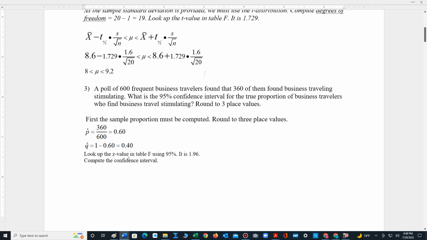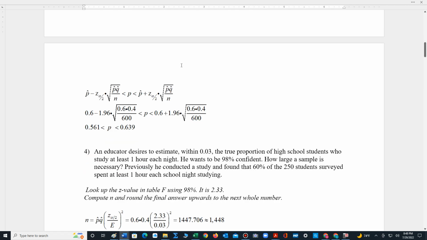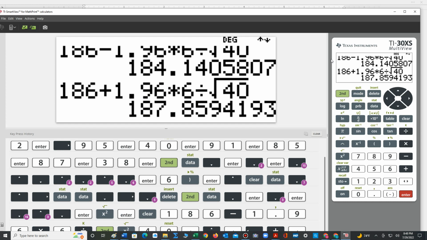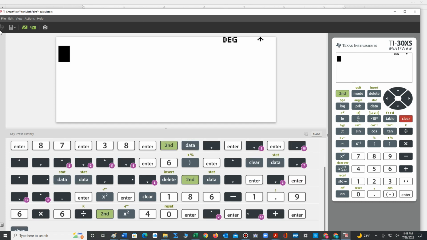And whenever we work with proportions, we always use the normal distribution. So thus, we look up 95% in our table like we did previously. The z-value is 1.96. And so we're going to plug all this information into our formula. P hat is 0.6, z is 1.96, radical p hat is 0.6, q hat is 0.4, n is 600. And then let me go ahead and just use the calculator to type in that information.